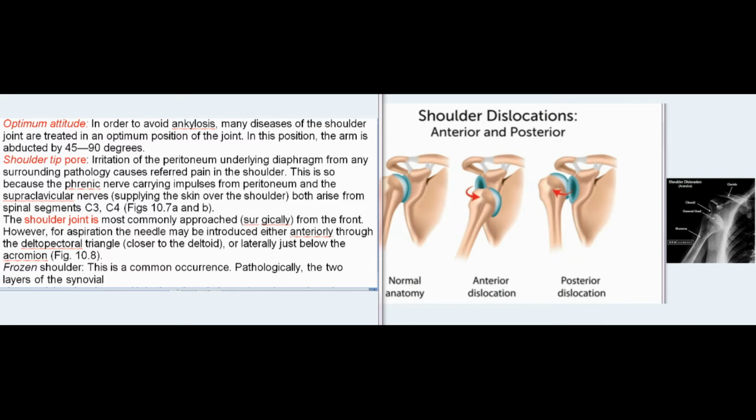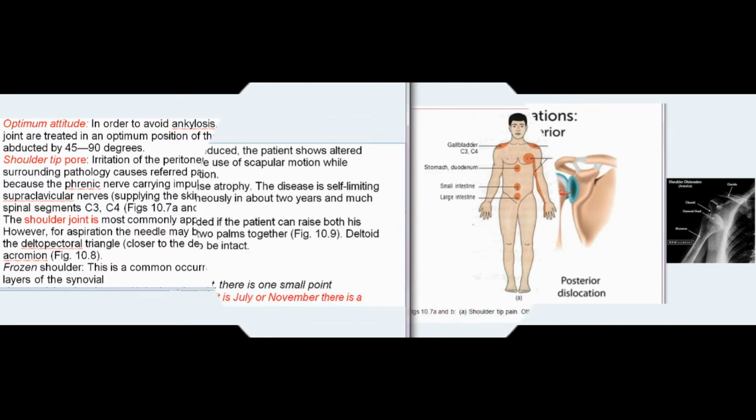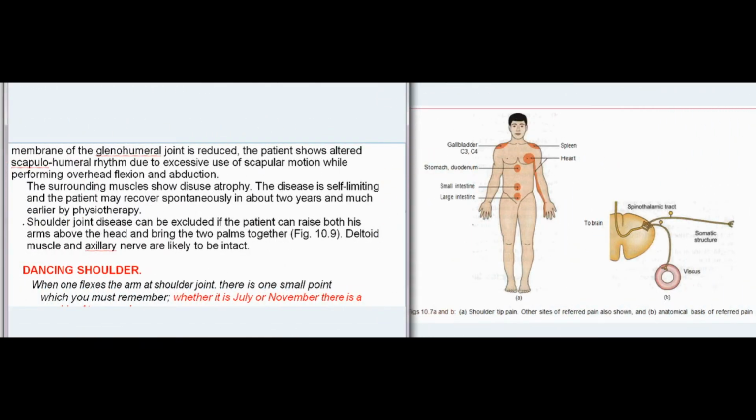Frozen shoulder. This is a common occurrence. Pathologically, the two layers of the synovial membrane of the glenohumeral joint are reduced. The patient shows altered scapulohumeral rhythm due to excessive use of scapular motion while performing overhead flexion and abduction. The surrounding muscles show disuse atrophy. The disease is self-limiting and the patient may recover spontaneously in about 2 years and much earlier by physiotherapy.